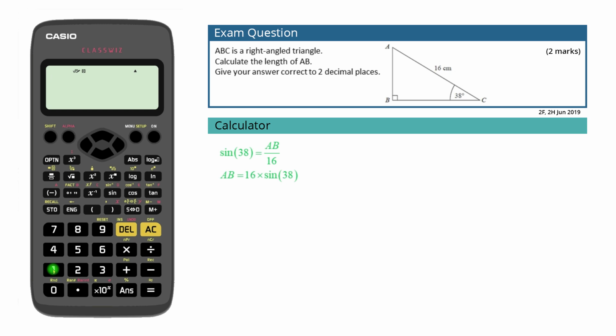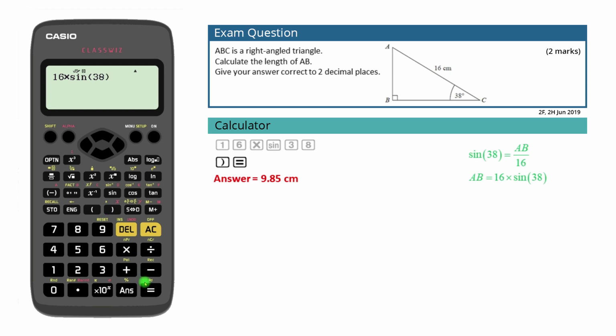To answer this question, first we'll need to write down the trigonometric ratio from the question. Then we'll rearrange the ratio so that the unknown side AB is the subject. This gives you the required calculation. Enter 16 times sine 38. You'll notice that the calculator automatically puts the bracket, so we'll close the bracket and press equals. The answer here is 9.85 centimetres.